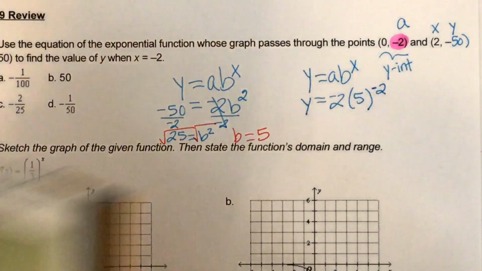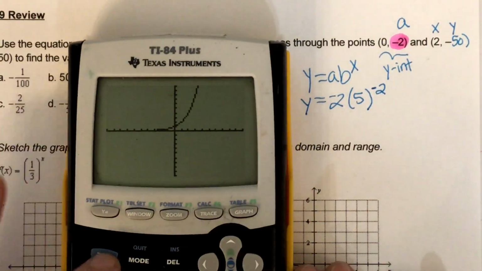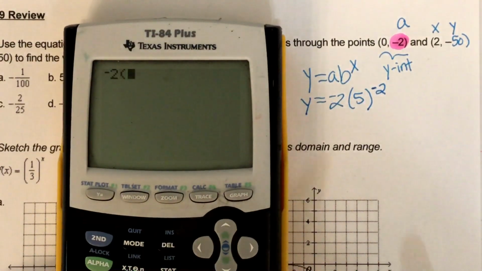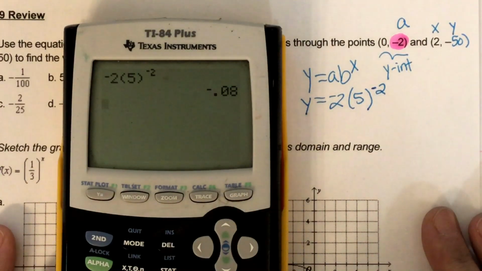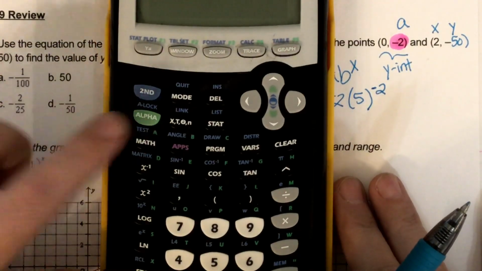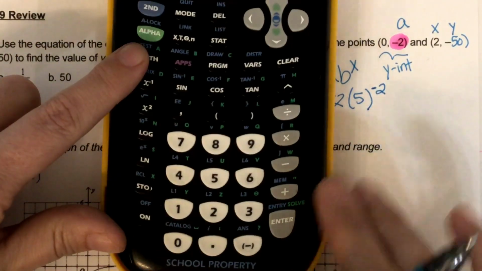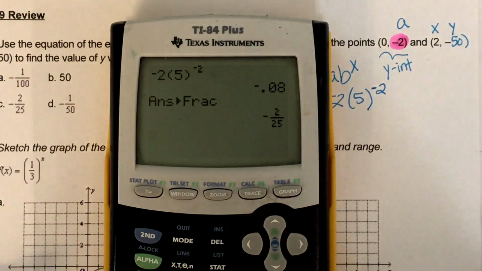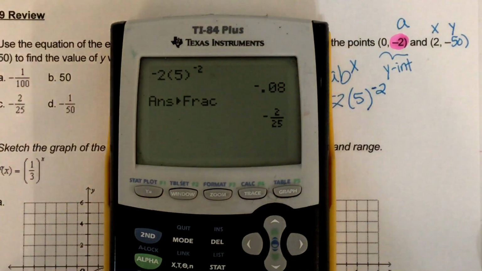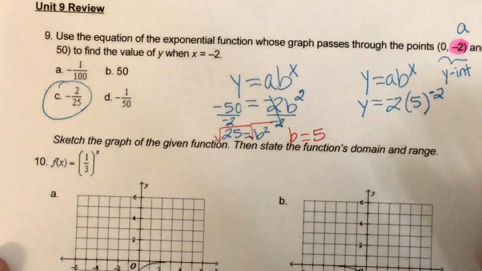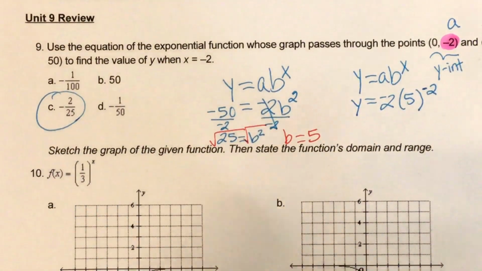And here comes my handy dandy calculator. I'm going to calculate this. Now, I could do this by hand, but I'm going to use my calculator. So -2 times 5 raised to the -2. So that's your answer as a decimal, but you don't see any decimals over here. So I'm going to go math, enter, enter. And that will give you -2/25, which is C. Okay, I'm going to stop the video here, and I'm going to start back up at number 10.